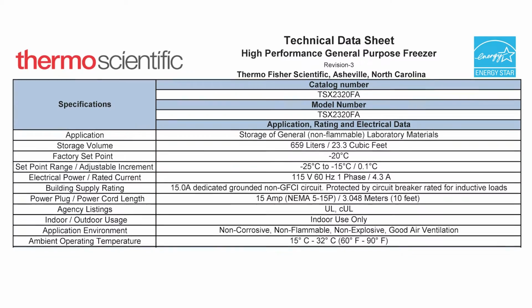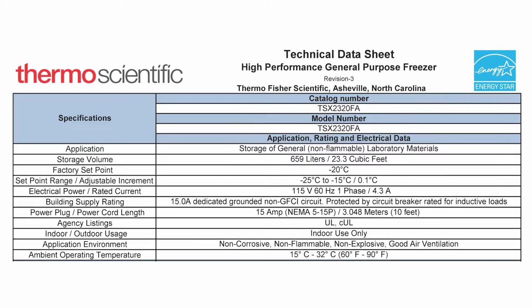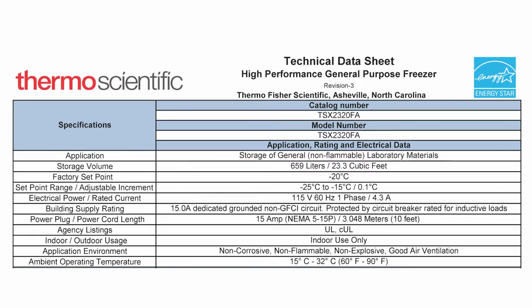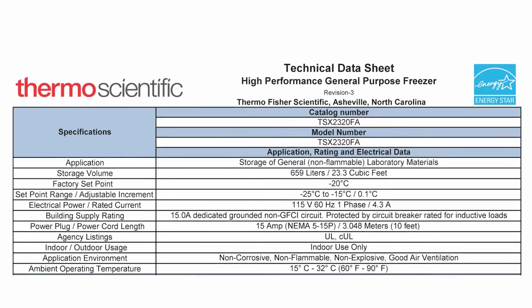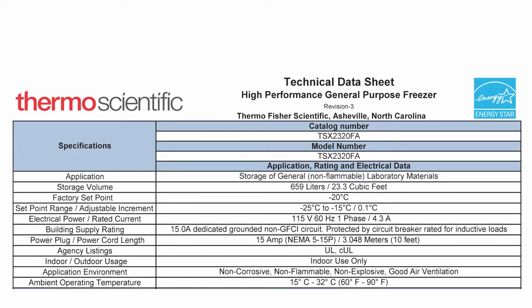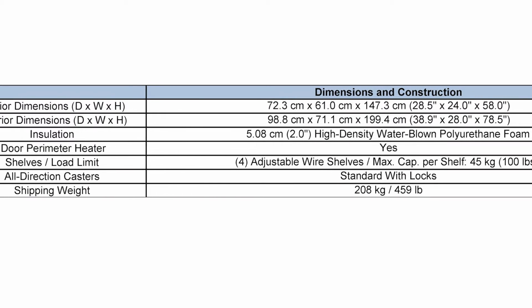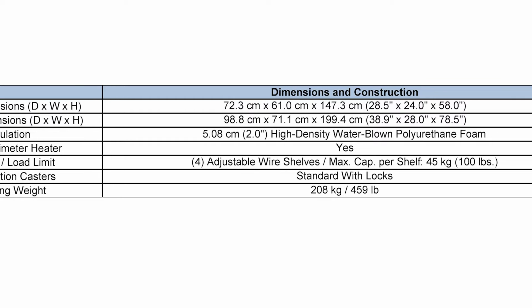The first section of our TDS for this freezer covers its application rating and electrical data. This is where you'll find the freezer's intended applications, storage volume, its temperature rating, and electrical details such as voltage. The next section addresses the dimensions and construction of the unit. This is where you'll find important dimension information to help you choose the size of your unit.